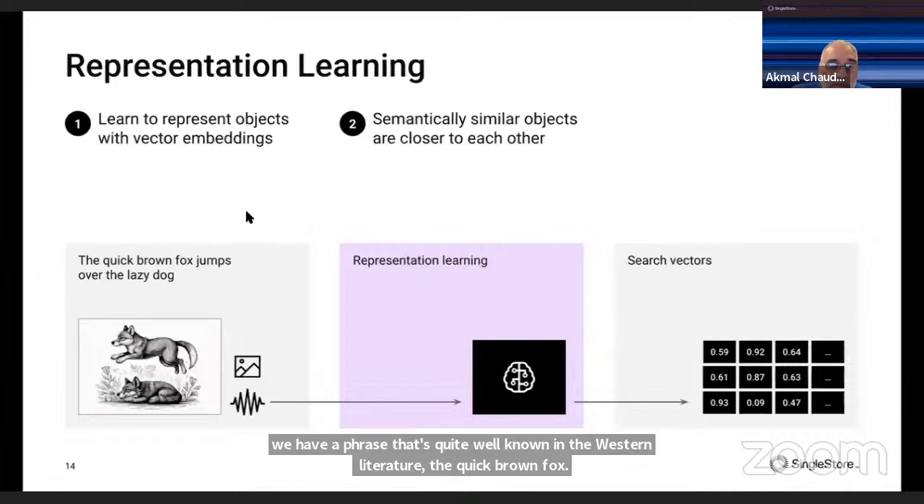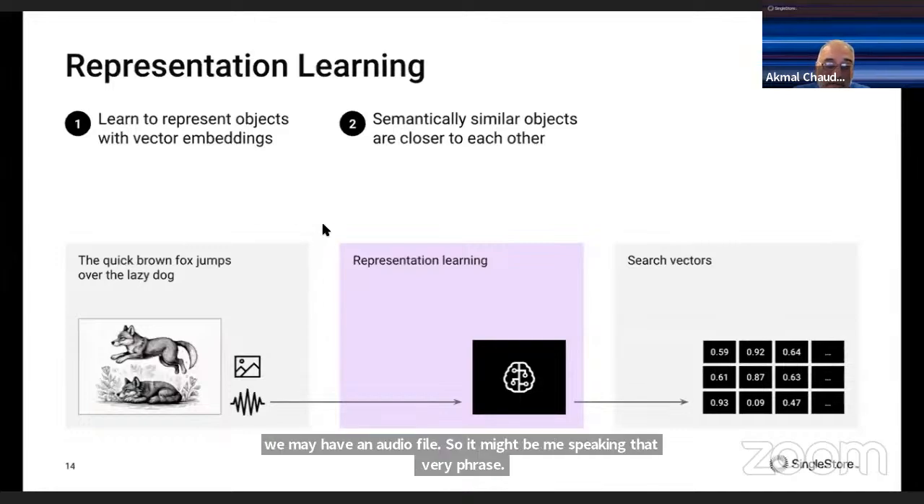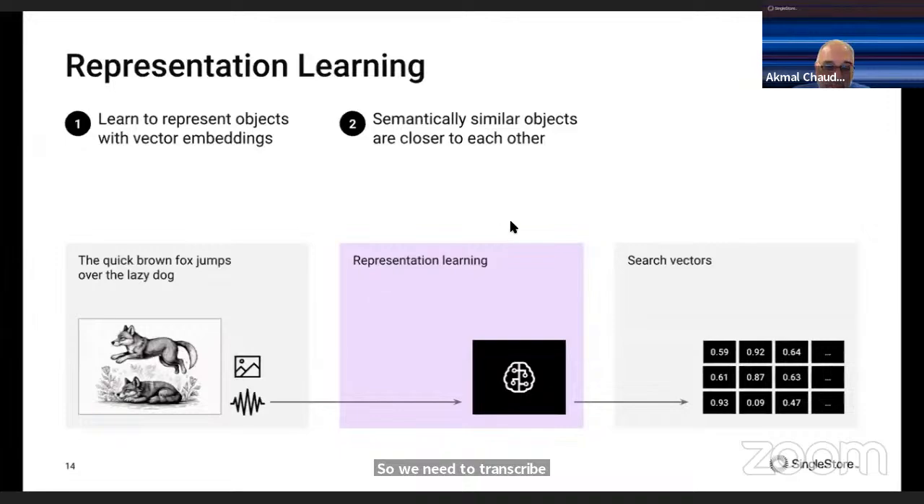But we also have an image, okay, of a fox jumping over a sleeping dog there. And we may have an audio file. So it might be me speaking that very phrase. So we need to transcribe that, for example. Okay, so images, right? So the ability to handle a wide variety of data types.